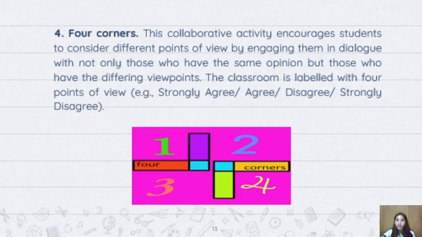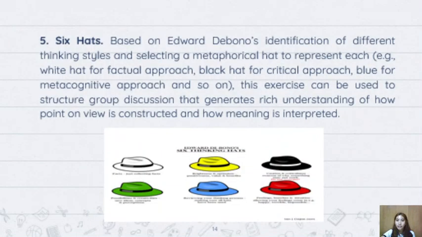Number 5, 6 hats. Based on Edward de Bono's identification of different thinking styles and selecting a metaphorical hat to represent each. Like for example, white is for fact. And these are examples. And these are all important in teaching the students to think critically and to become critically literate.